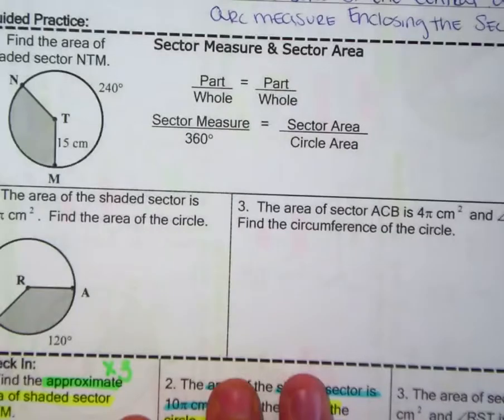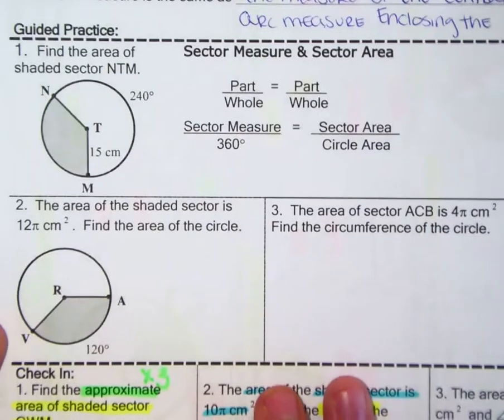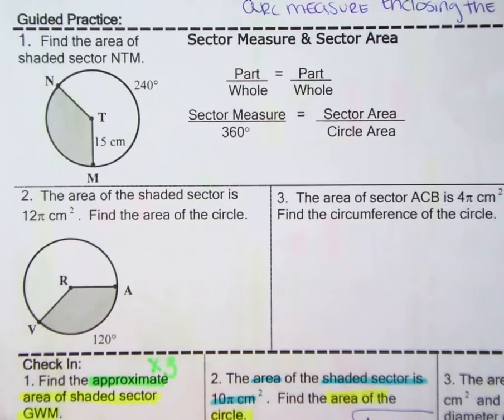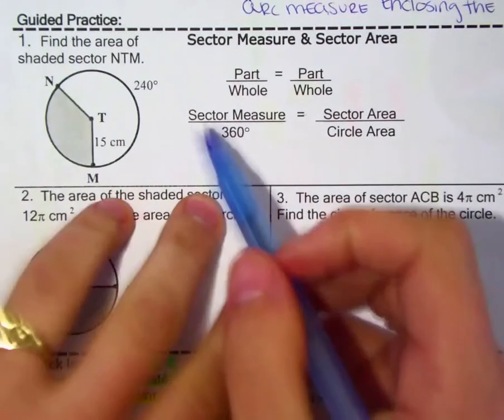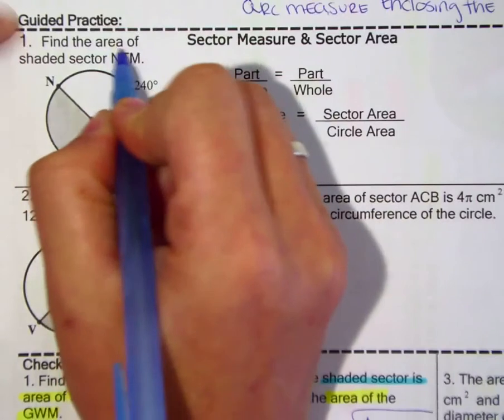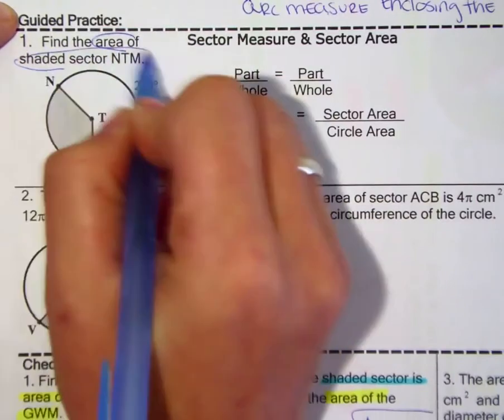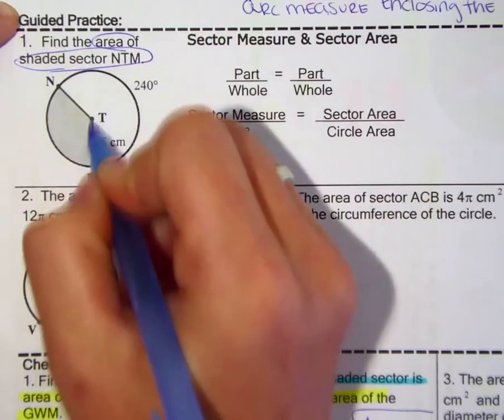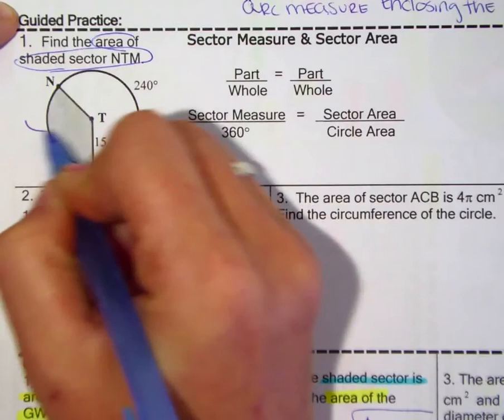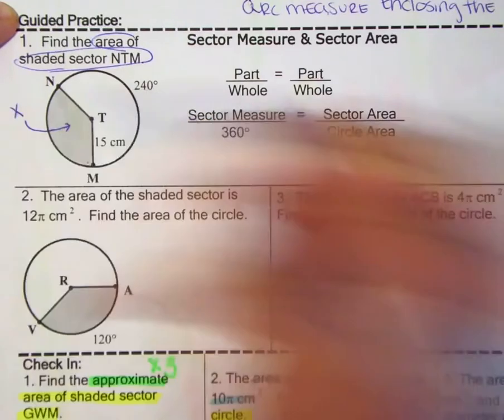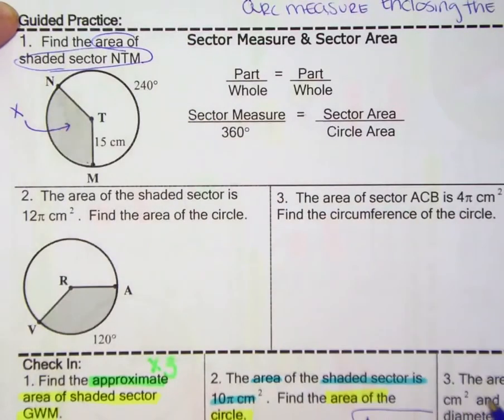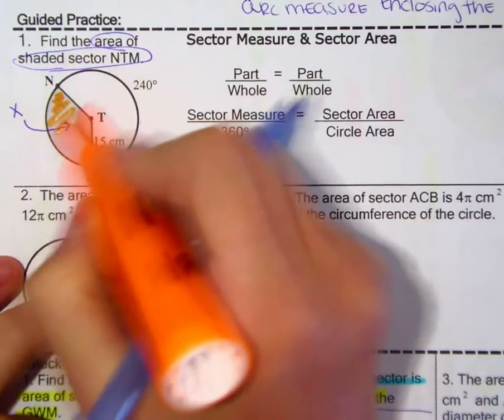With that being said, let's do these three problems together. Same exact process as yesterday. We're going to use proportions to solve. We need to find the area of the shaded sector NTM. So that's this sector here. We need to solve for the actual area of that sector.